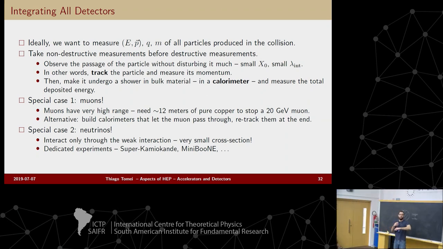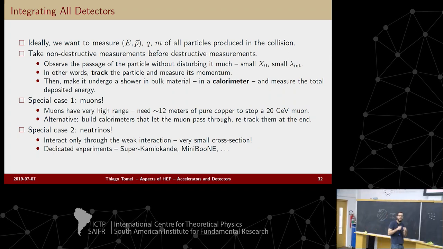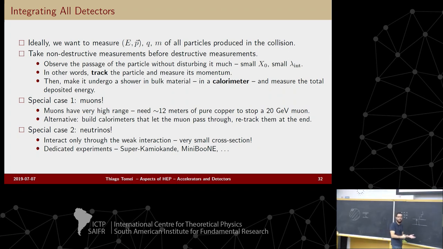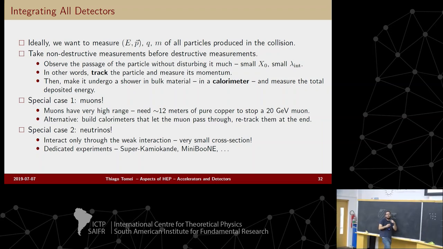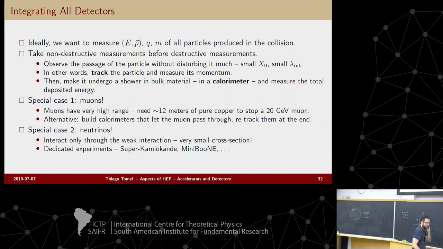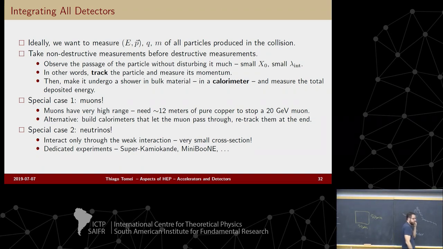Instead, what we do is that we make a gigantic calorimeter that manages to stop everything but the muons. And then you put another tracker after. And then only the muons survive. So whatever passes through is a muon. And then you retrack the muon there.